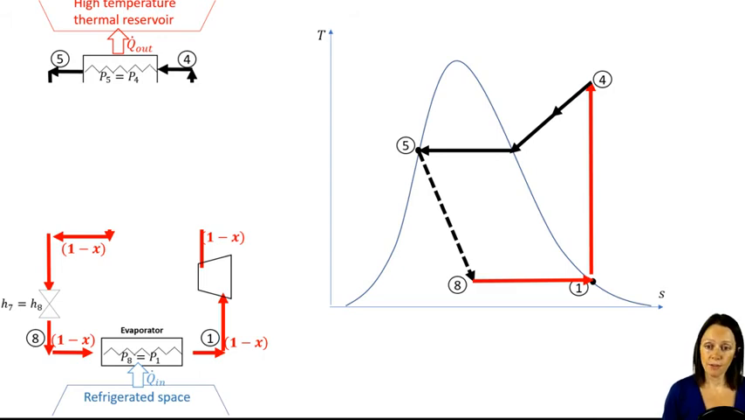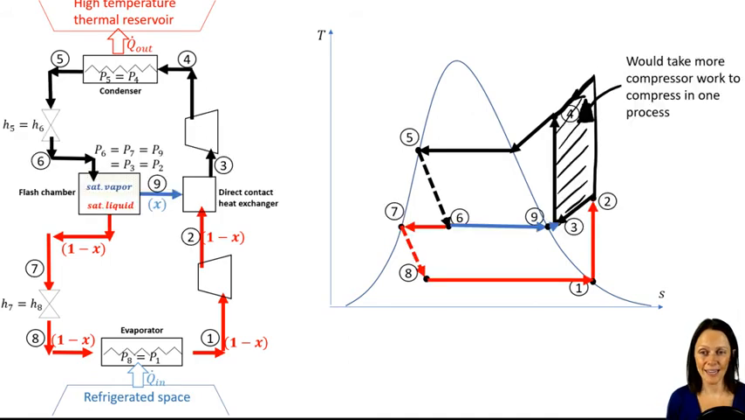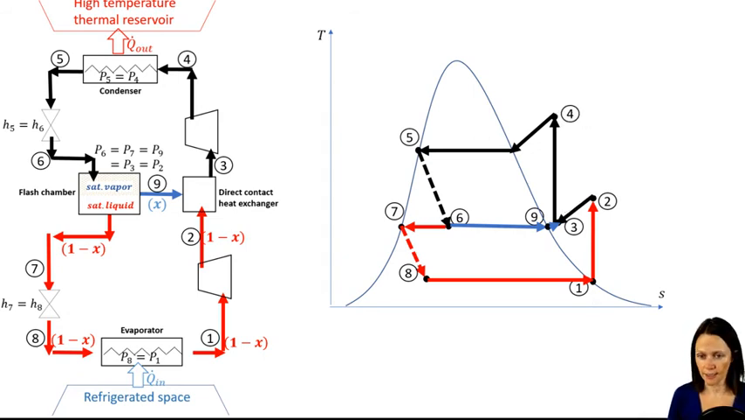So what we would have to do, you see that we'd have to compress all the way to state 4, to P4 in one process. And if you compare that to the diagram for the multi-stage compression, vapor compression refrigeration cycle with intercooling, if you compare that TS diagram, what you see is that it's going to take more compressor work to compress in one process rather than just dividing it up into two. All right, so we're almost done here.